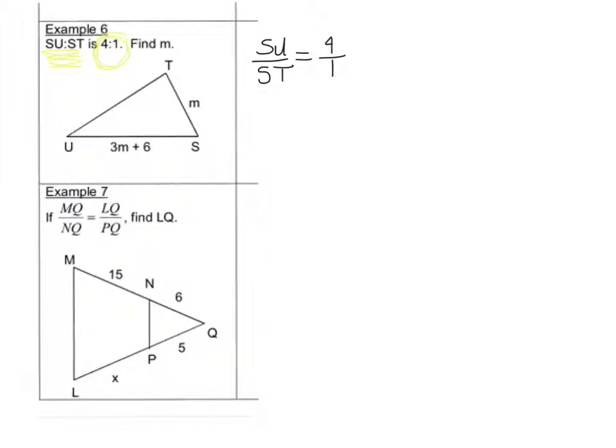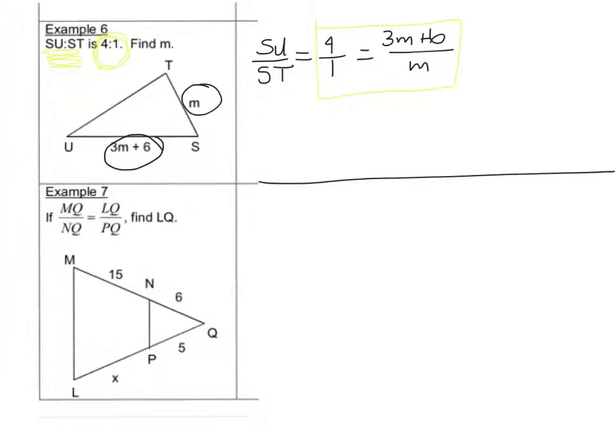Well, luckily, they've given us SU. SU is actually 3m plus 6. And I know what ST is, it's m. So if I wanted to solve this proportion, I could find m and actually find the lengths if they had asked that. So I'm going to go ahead and do my math here.